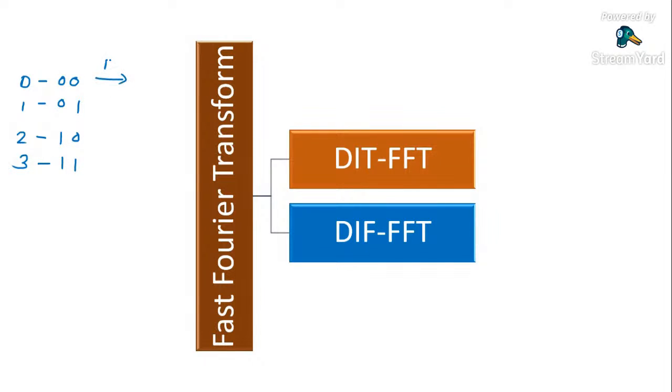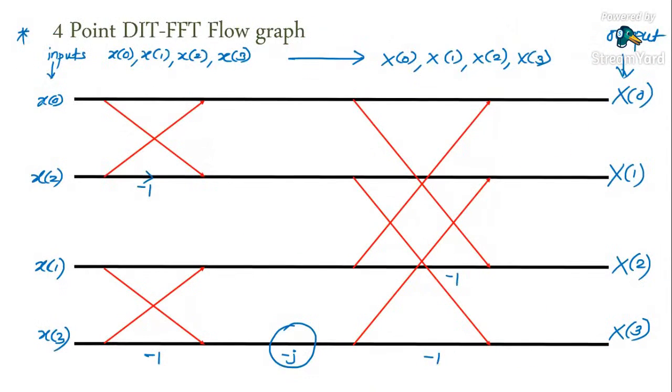Now reverse the bits. Reversing 0, 0 will become 0, 0. 1, 0 will become 0, 1. 0, 1 will become 1, 0. And 1, 1 will become 1, 1. So what is the decimal of it? 0, 2, then 1, and this is 3. So out of order means 0, 2, 1, 3, and in order means 0, 1, 2, 3. So you can easily write 0, 2, 1, 3. You can remember it, and the outputs are x of 0, x of 1, x of 2, x of 3. This is the flow graph. You have to remember the flow graph.